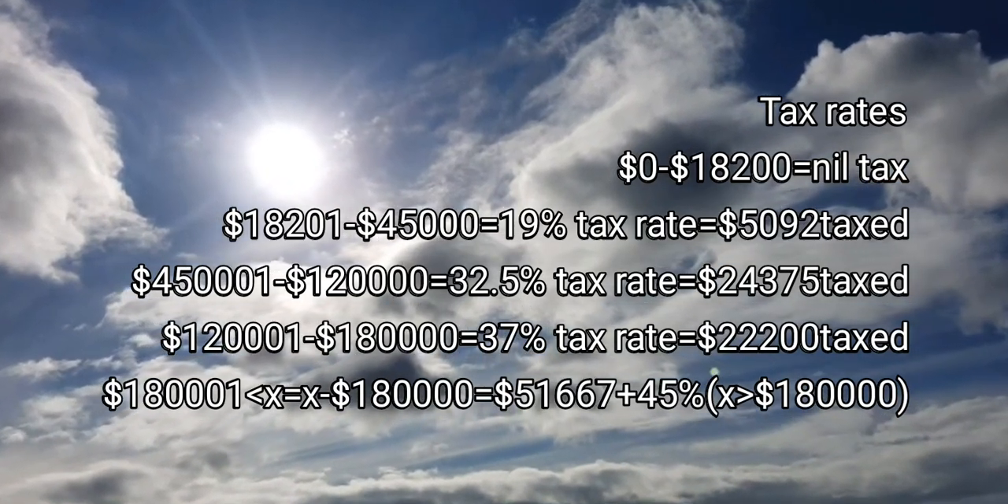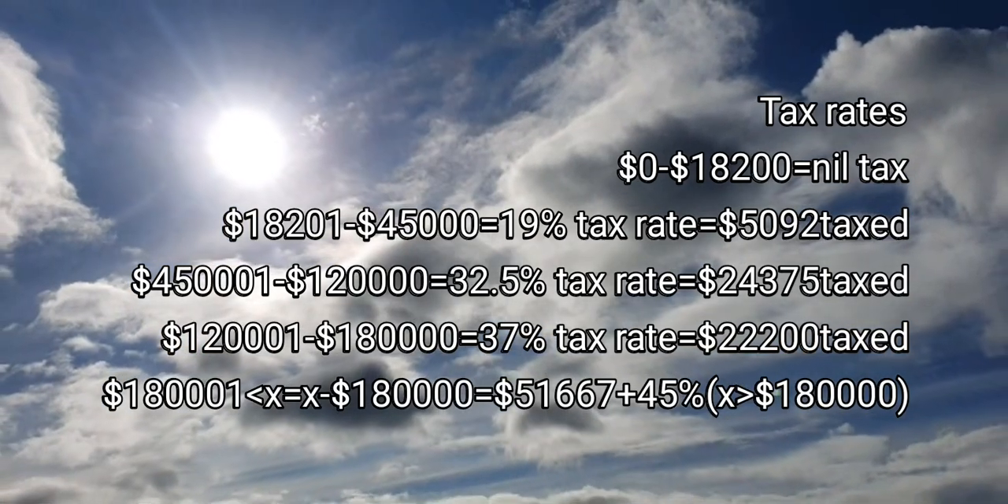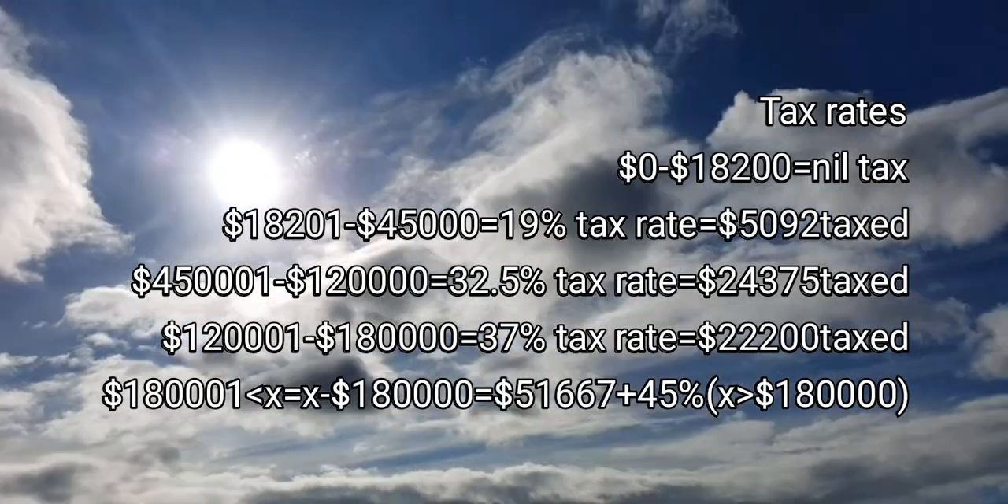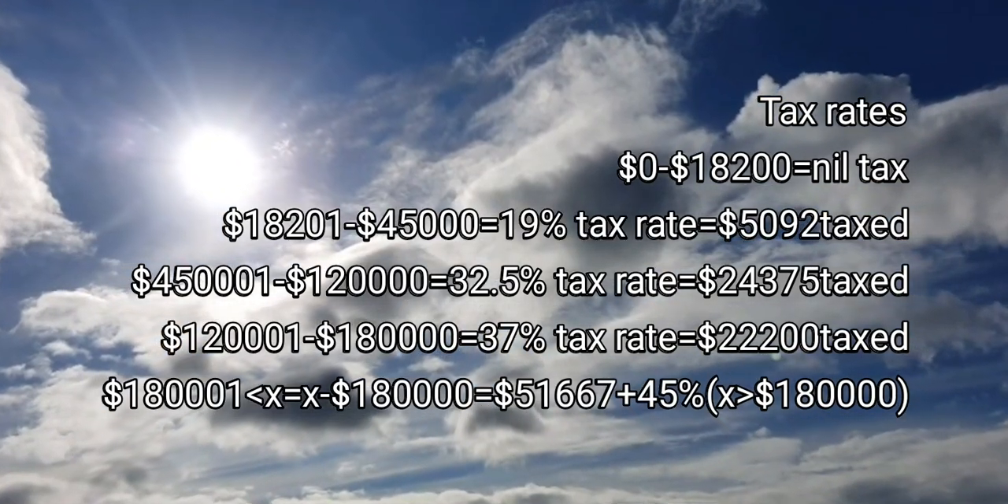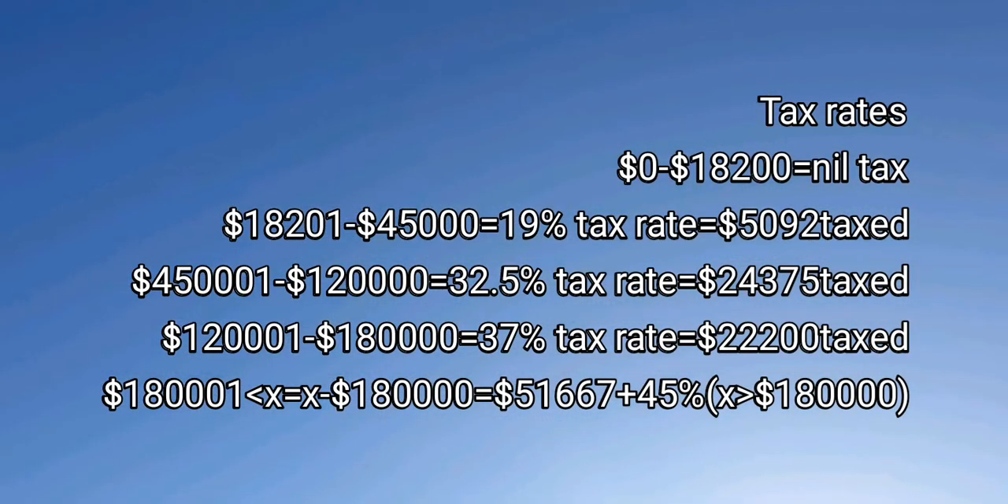However, when your income is between 18,201 to $45,000 for the year, the income tax rate will be at 19%. And when your income is at 45,001 to $120,000 for the financial year, the tax rate will be at 32.5%.